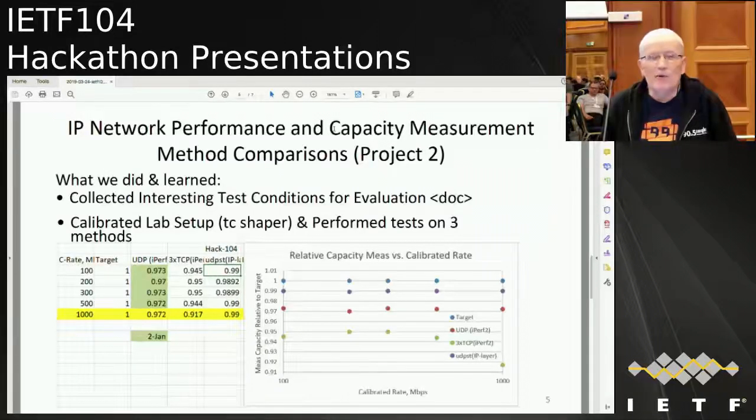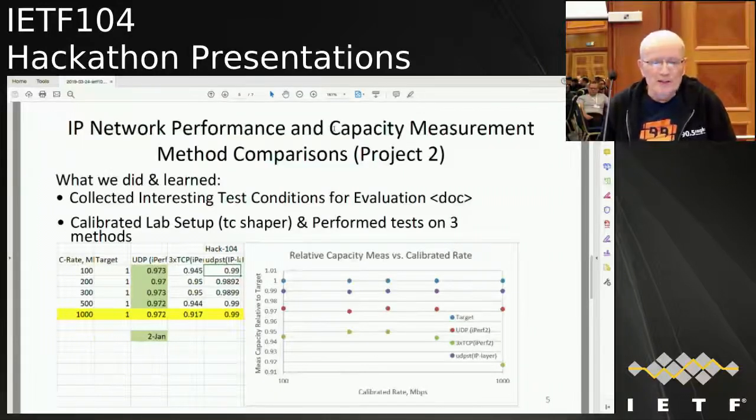And then in the calibrated lab setup that we have, courtesy of Intel in Hillsboro, Oregon, we have a traffic shaper, and we're comparing each one of these methods of measurement to calibrated rates. So far as we know, this hasn't actually been done, where you set up a known value and then see how close the measurements get to it.